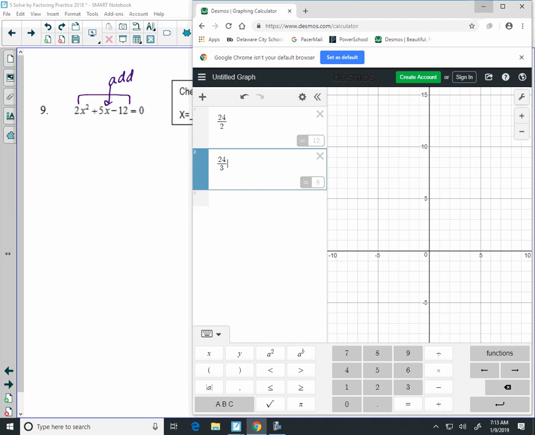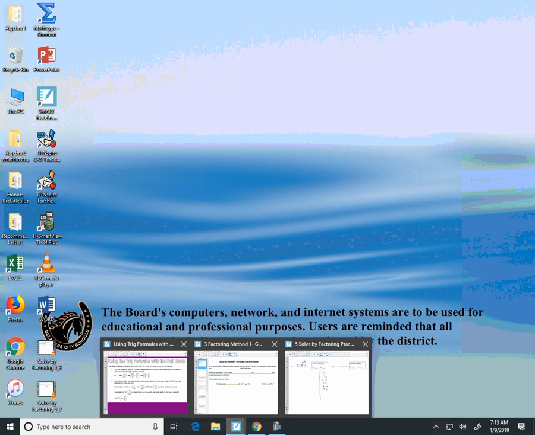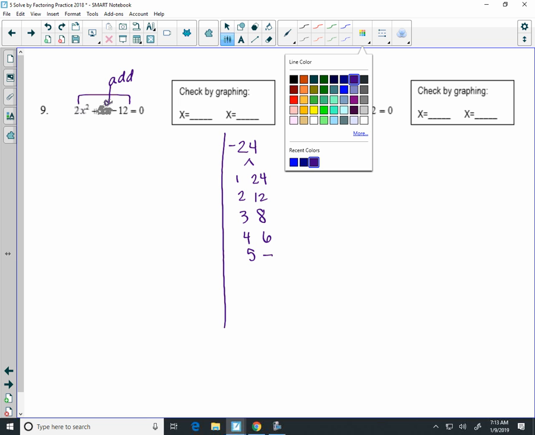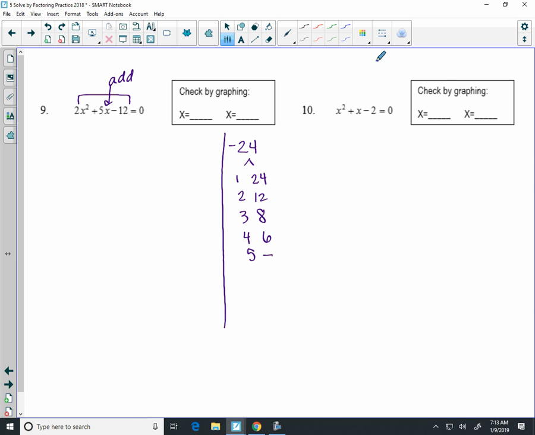Okay, so we have our factor tree, and now we need to see which one of those combinations can add to 5. So since I'm wanting to add to 5, here's what I know. My bigger numbers need to be positive if I'm going to add to a positive number. So my smaller numbers are my negatives. And then do your addition.